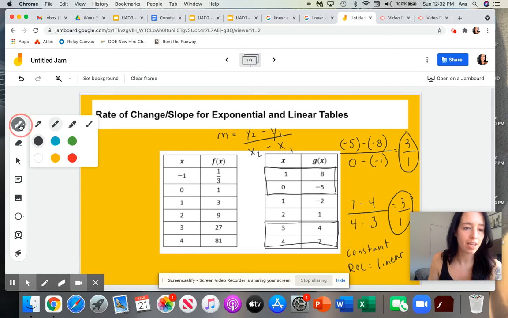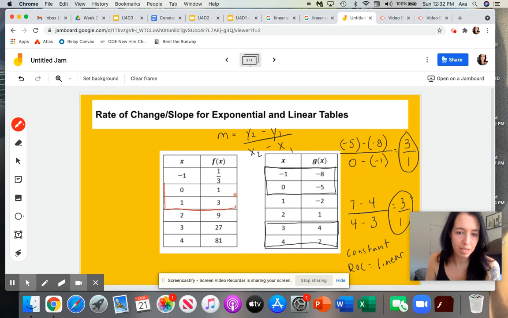On the flip side, I should have gotten a different color, but I'll do this in red. I'm not going to deal with fractions. So let's look at the slope between these points here. I would do 3 minus 1, those are my y values, over 1 minus 0, and that is going to give me 2 over 1. All right, so the slope at the top of this table is 2 over 1.